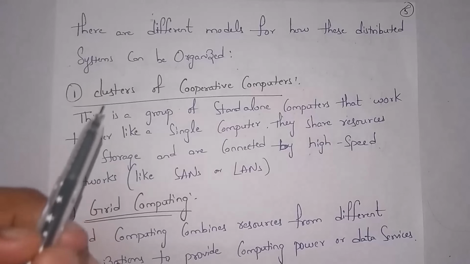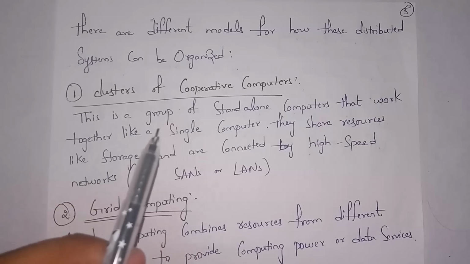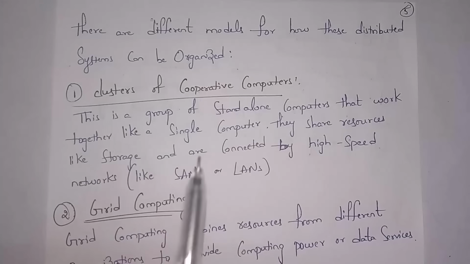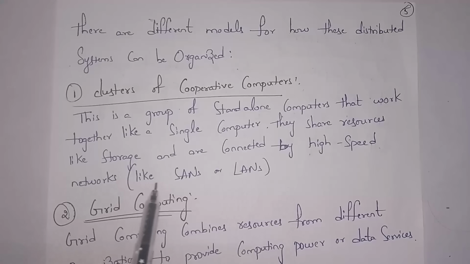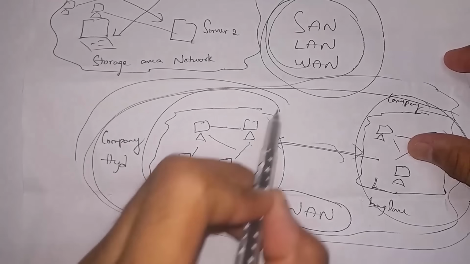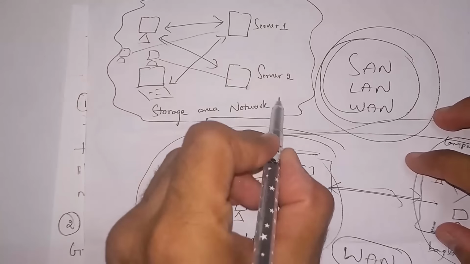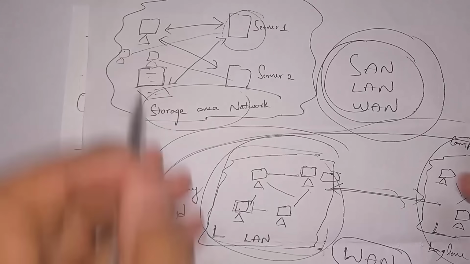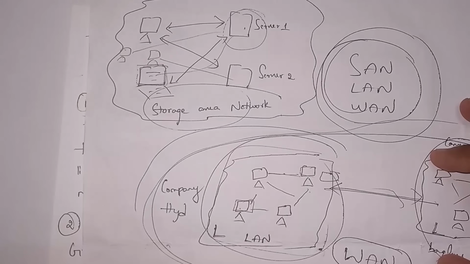Guys, these are various distributed system models. And the first one is clusters of cooperative computers, or we can also call it as cluster computing. This is a group of standalone computers that works together like a single computer. They share resources like storage and are connected by high-speed networks like SAN or LAN. Guys, in cluster computing, all computers are connected to each other and they will work like a single computer. And in cluster computing, connection can be either storage area network or local area network. They can also share resources like storage. For example, I can easily store data in this server. So in cluster computing, we can also share resources like storage.